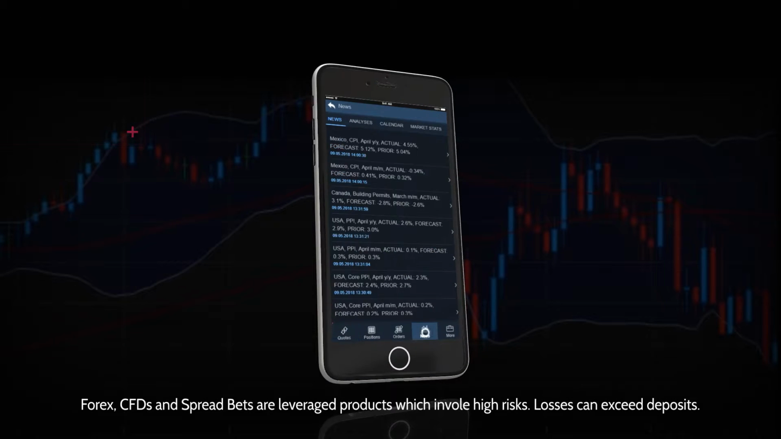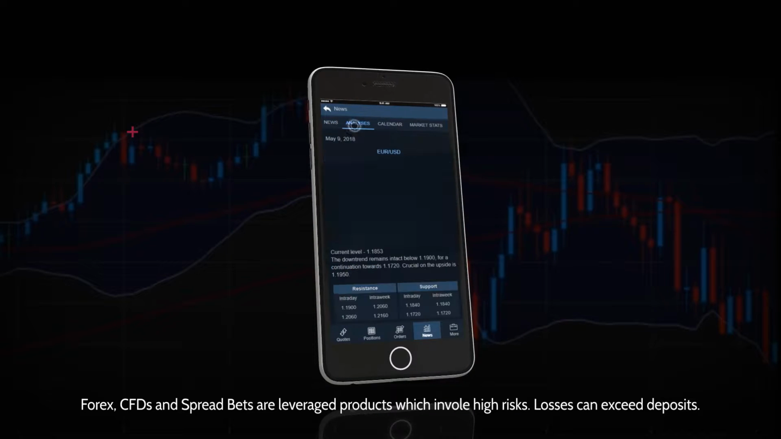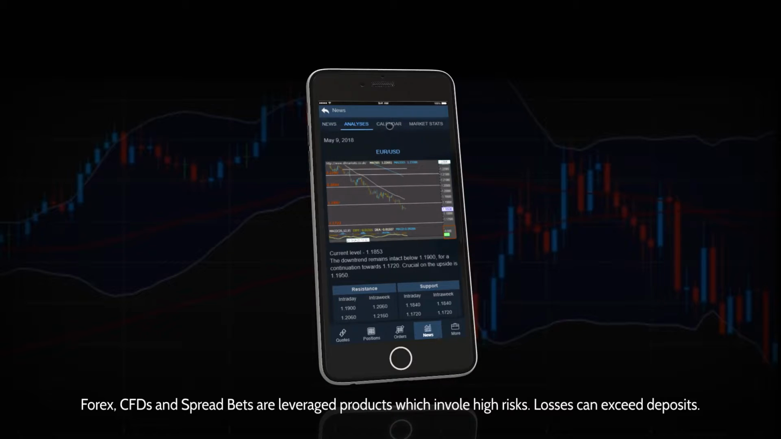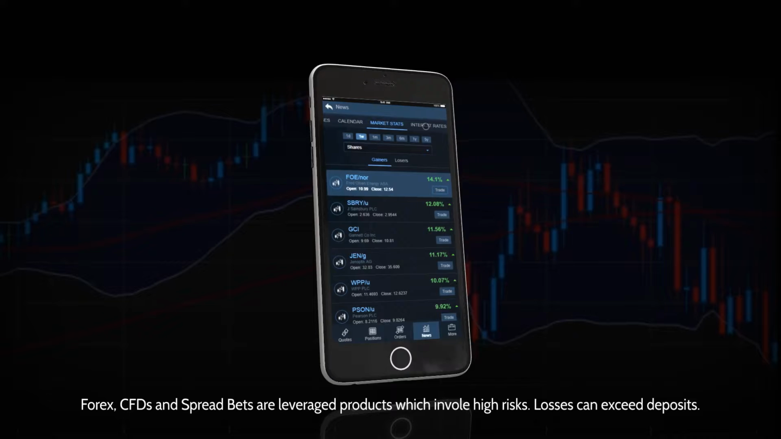The News tab gives you access to trading resources like live news feed, daily technical analysis, economic calendar, market statistics, and central bank interest rates.